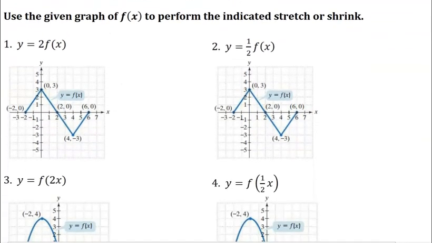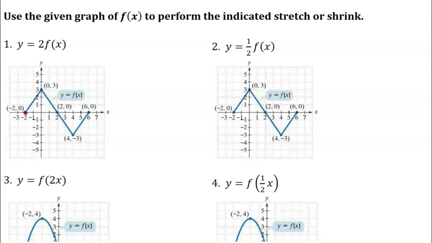Okay, so a couple examples here. So we just have a piecewise function with 3 line segments, and this says we want y equals 2 times f of x. So then the output is going to be twice the original output on this function. So here, this point's going to stay on top of itself because 0 times 2 is still 0.